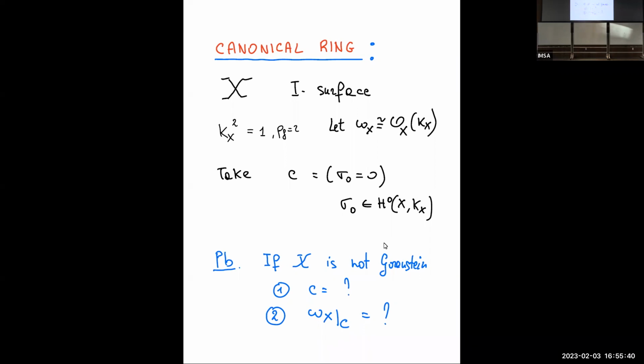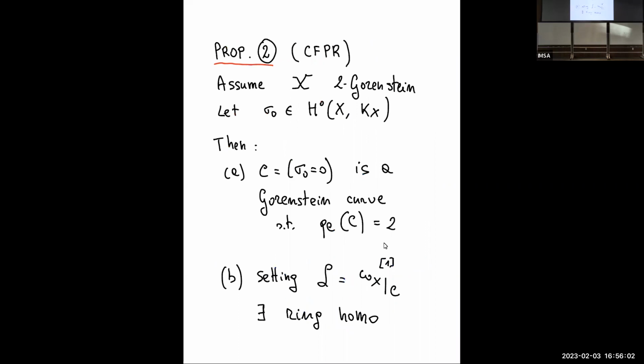Okay, just from the very beginning, if X is not Gorenstein, we don't know what C is. Is C a curve, or maybe C vanishes on some component? Moreover, what is the canonical sheaf of X restricted to C? And if X is 2-Gorenstein, the answer is quite easy. So if we have sigma 0, a section of the canonical divisor, then first of all C, the vanishing locus of sigma 0, is a curve. It does not vanish on a component. It is a Cohen-Macaulay curve, and moreover, by adjunction, it is Gorenstein of genus 2.